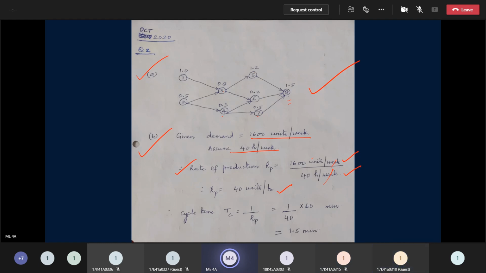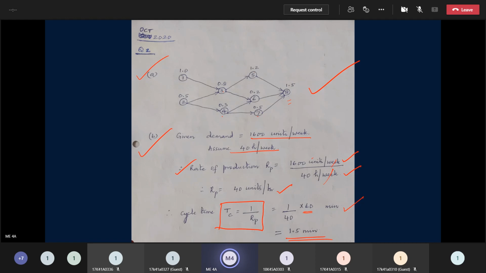Once you get the rate of production, we already learned earlier that cycle time is the reciprocal of the rate of production. TC is equal to 1 by RP. So here 1 by RP means 1 by 40. I will get it in hours, but if I want to convert into minutes, I will multiply with 60. 1 by 40 hours per unit, multiplied by 60, gives directly minutes. Cycle time is 1.5 minutes. Are you clear? So the cycle time is calculated, that's done.